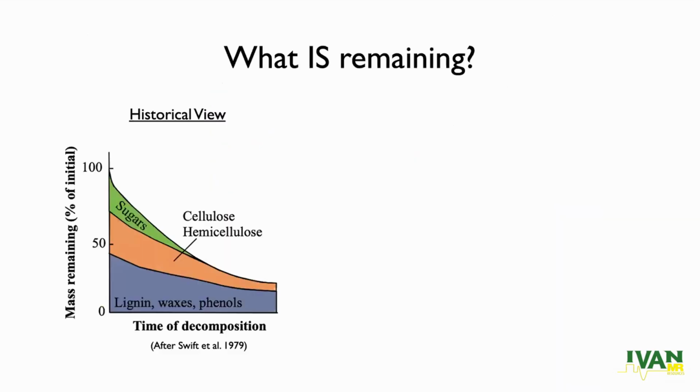And this sort of historical view of litter decomposition is shown in this figure here, which is after a Swift decomposition textbook, showing that as litter decomposes over time, what's left are leaf parts, right? And the most slowly decomposing parts are what's left after a long time. So this is sort of an older view of what happens to things as they decompose, leaves and roots.